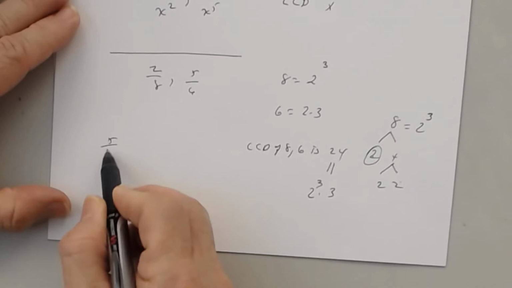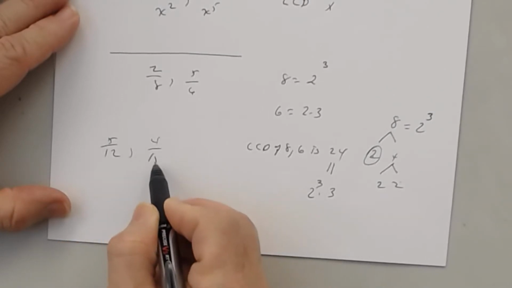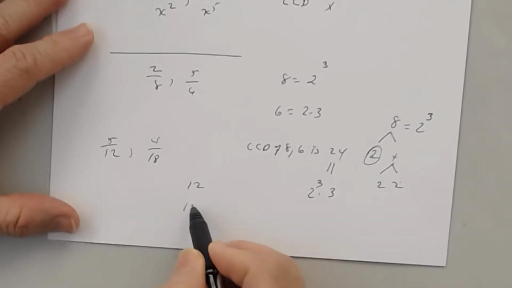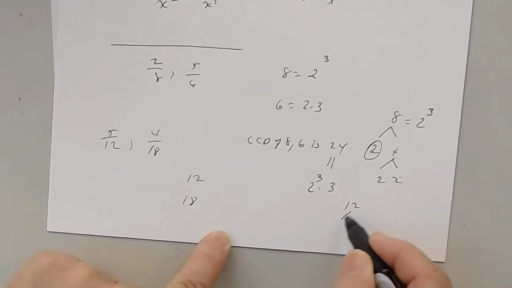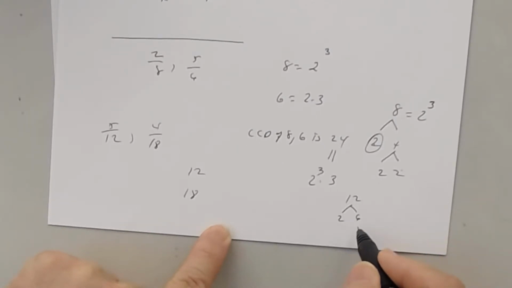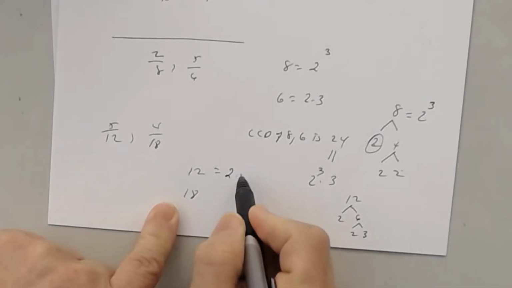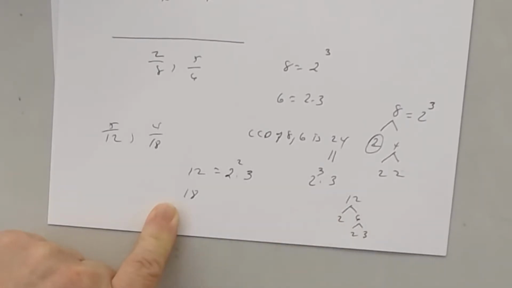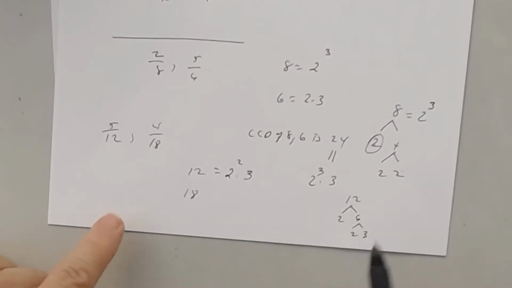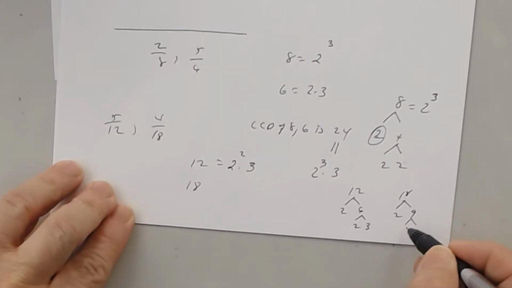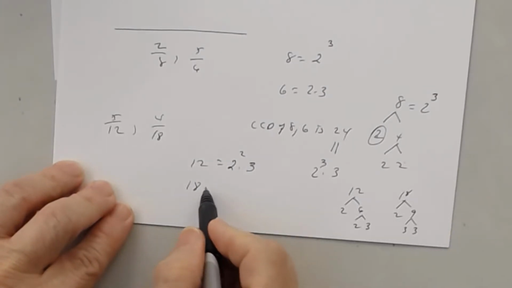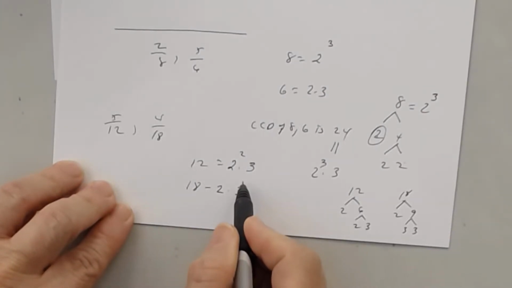Where we had 5/12 and 4/18. So let's talk about 12 and 18 this time. 12, y'all agree, is 2 times 6? And then 6 is 2 times 3? So I can write 12 as 2 to the 2nd power times what? 3. Right? 18 is 2 times what? 9. And 9 is 3 times 3. So I'll agree that 18 I can write as 2 times 3 squared.